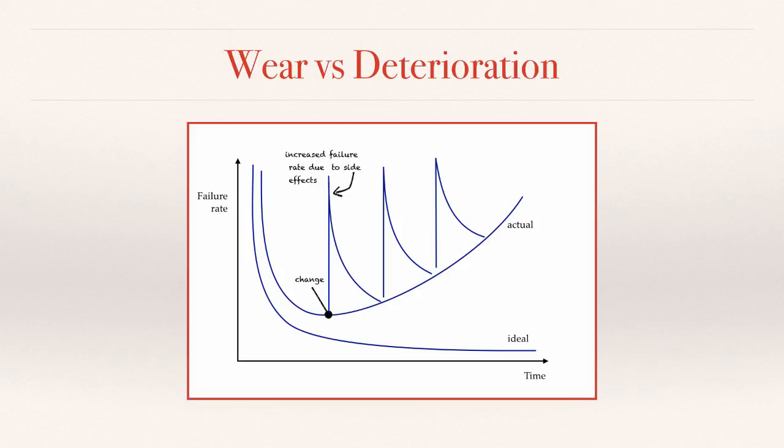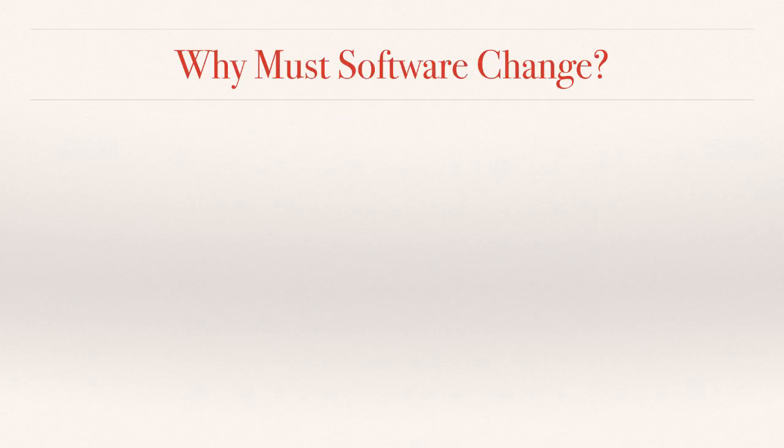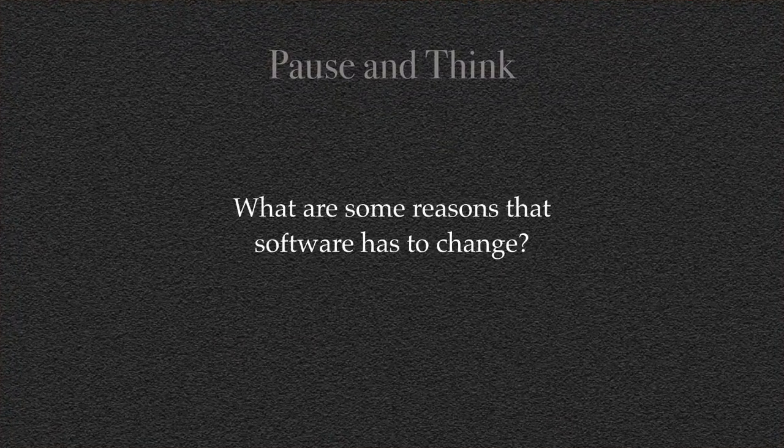When the software deteriorates so much that it's practically unusable, we start over. For example, Windows 7 was almost a complete rewrite of the operating system because it was becoming so difficult to maintain. So change is the culprit. But why does software have to change? As this is a major theme in Pressman, please pause the video and take a moment and think about what some of the reasons might be that software would have to change.